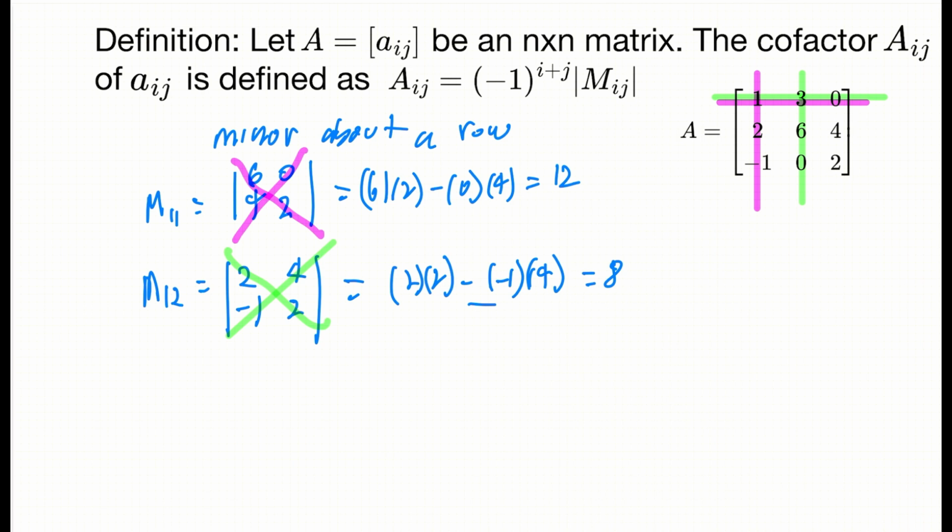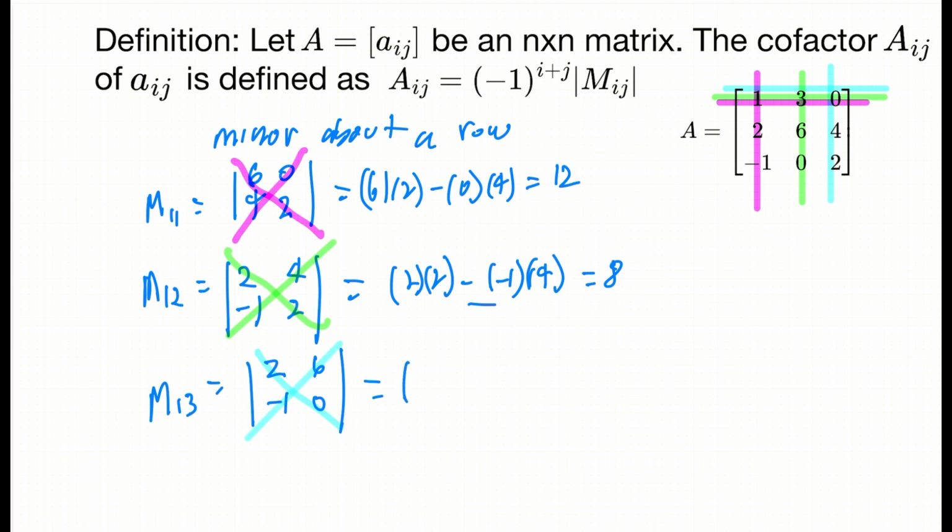Now let's look at our third minor. We want to do row 1 again because we're expanding about that row, and we're doing the last column. So what's left is 2, 6, minus 1, 0. That's not marked out by the light blue. So let's write that out: M13, row 1, column 3, is 2, 6, minus 1, 0. Because we were going about the blue lines, we cross out the first row and the third column in this case.